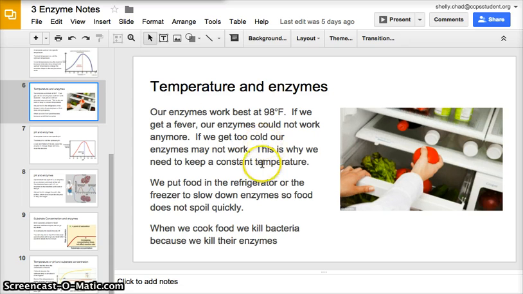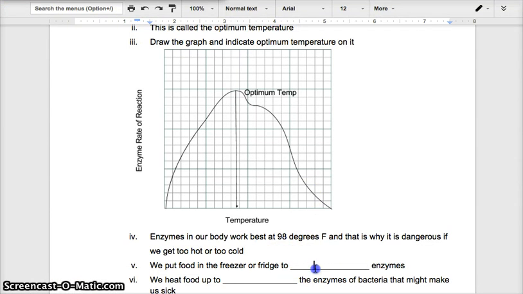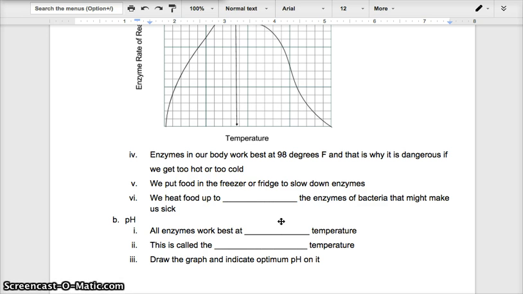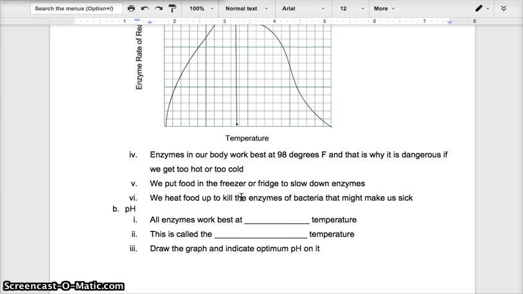Why this is important: we do use this concept every single day, even when you don't think about it. We put foods in the refrigerator, and that slows down the enzymes, so they do not rot as quickly and they last longer. And then we also heat up food to kill the enzymes of bacteria that might make us sick. Like chicken, if you eat raw chicken, you could get sick from bacteria in there. But if you cook it, it kills the bacteria because it kills those enzymes in the bacteria.